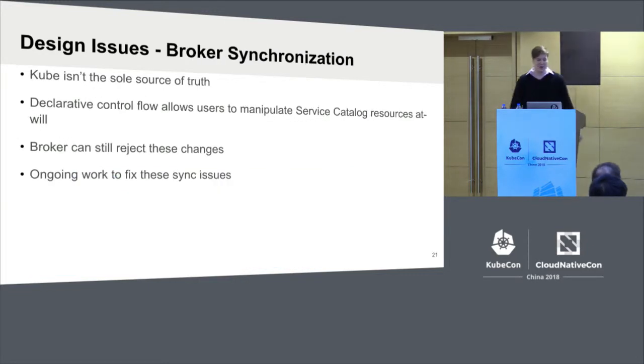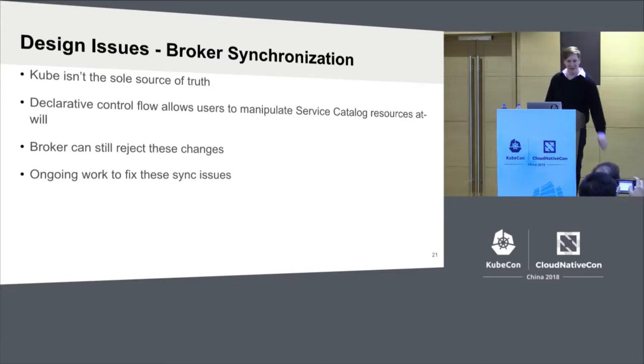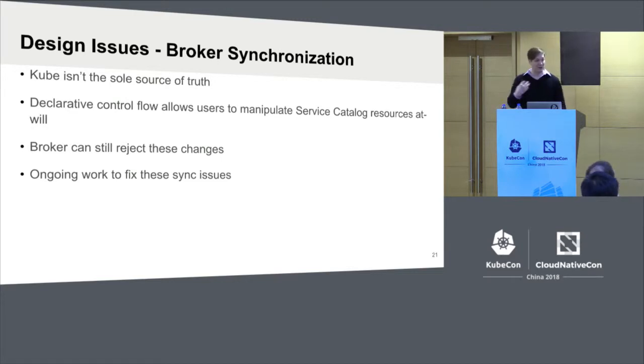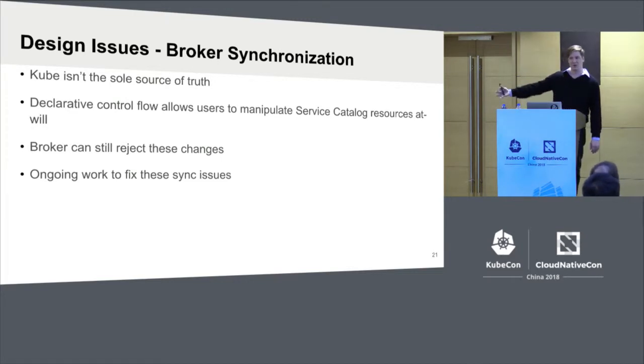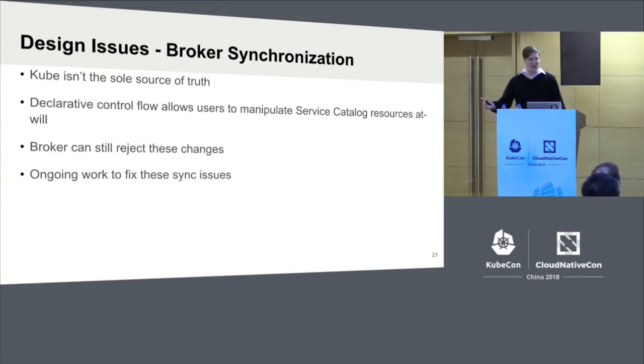Another issue, this is more of an ongoing issue that we struggle with, is broker synchronization. So Kubernetes sort of considers itself to be the source of truth of the universe. It allows users to declaratively modify state in the etcd with the expectation that somewhere down the line, I will be able to reconcile that with reality. Which is kind of a problem when, in order to do that, we need to make a call to an external system, in our case, the service broker, which could say no.